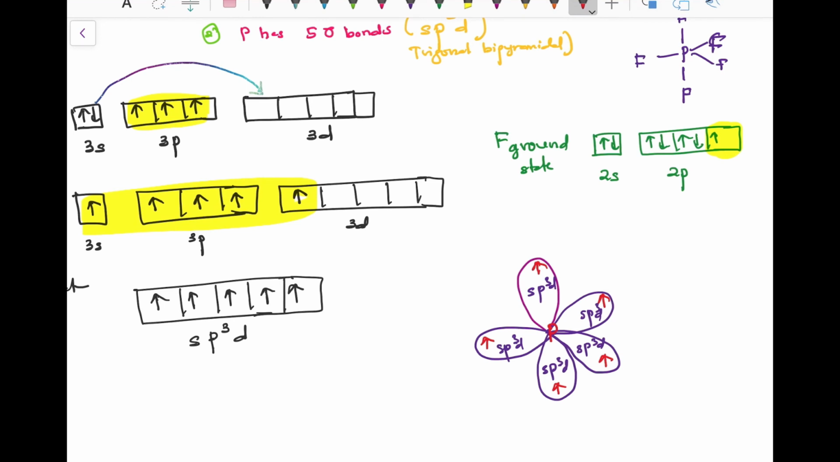Now it overlaps with the 2p orbitals. The shape is supposed to be a dumbbell, 2p. This is 2p. This is 2p.